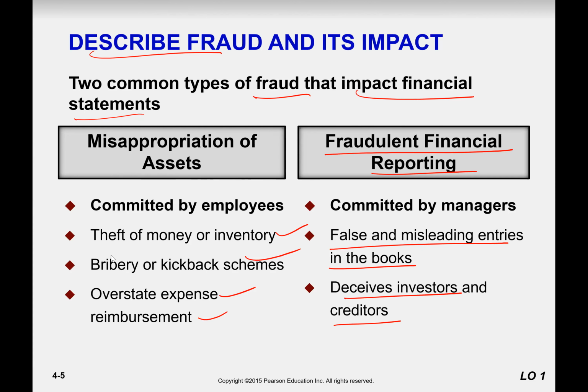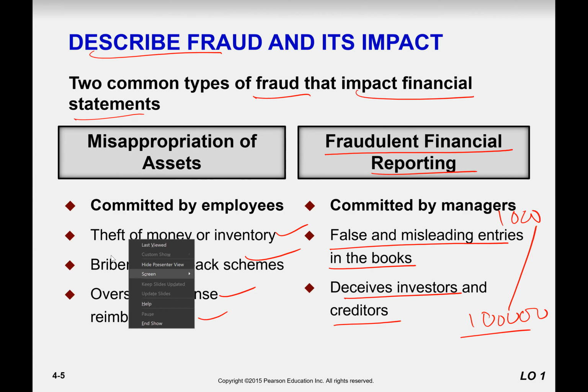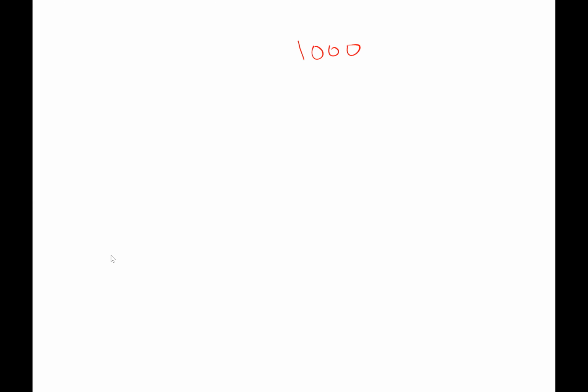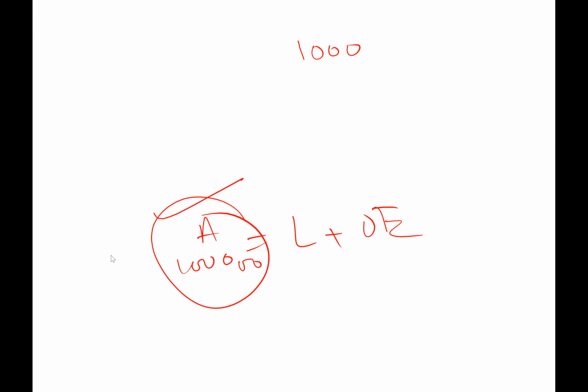What they can do is show that, okay, we have inventory of 100,000, when instead the inventory was just 1,000. We know that the more the inventory is, the more the assets are, right? If inventory is 1,000, your assets are increased by 1,000. But if inventory is increased by 10,000 or 100,000, then your asset size grows accordingly.